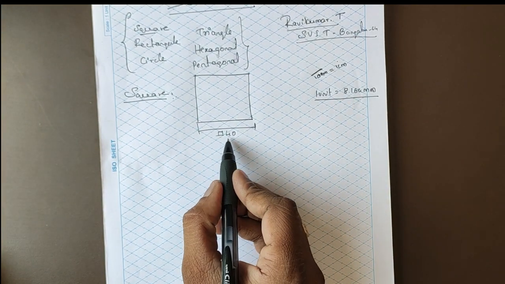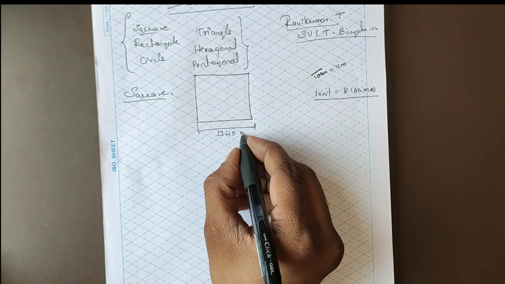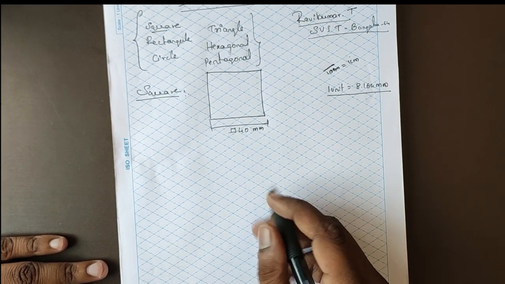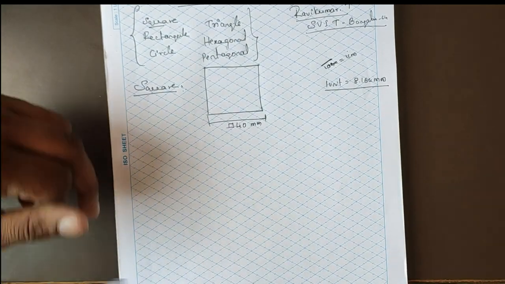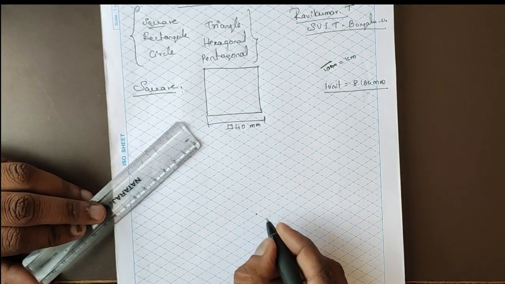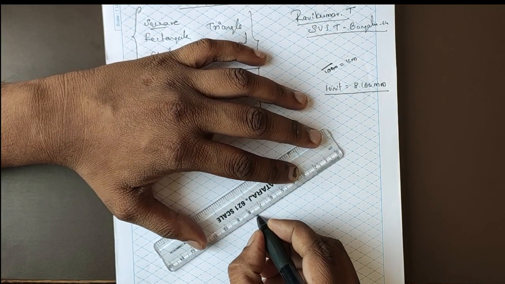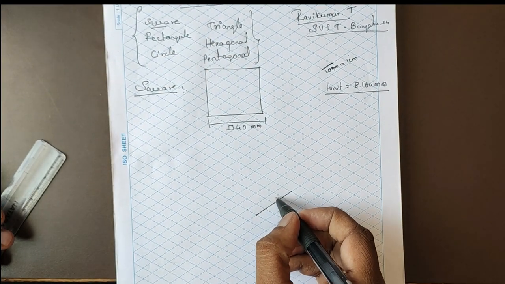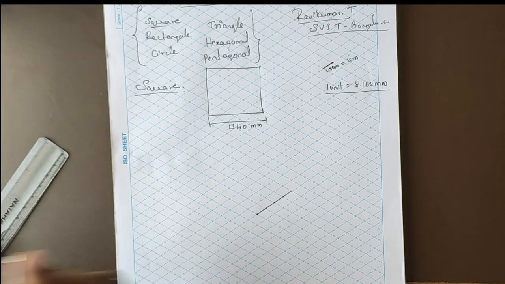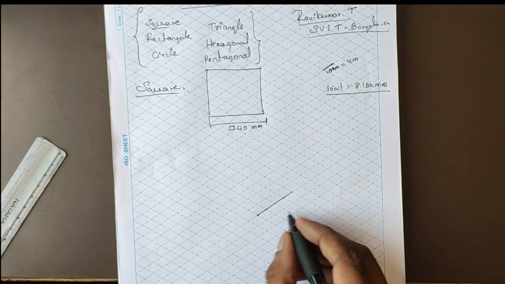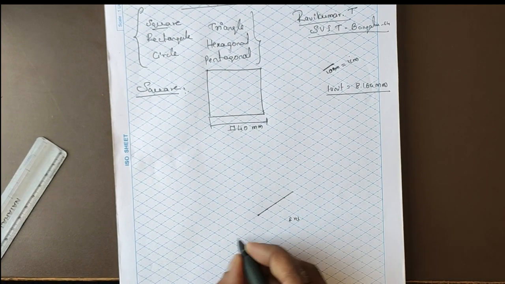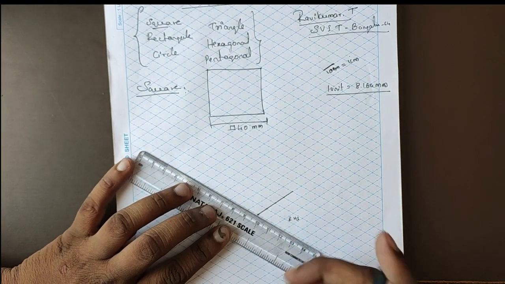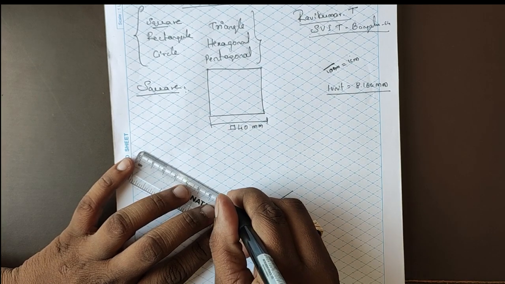Now they have given 40 mm. So the dimension is 40 mm. 10 mm is equal to 1 box, so similarly 40 mm will be 4 boxes. I'll take this as the center. From here I have to take 4 boxes: 1, 2, 3, 4. Clear? And this is towards your right hand side, and this is towards your left hand side. We have to take 4 boxes on the left hand side and right hand side: 1, 2, 3, 4.